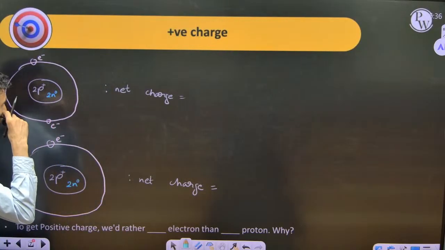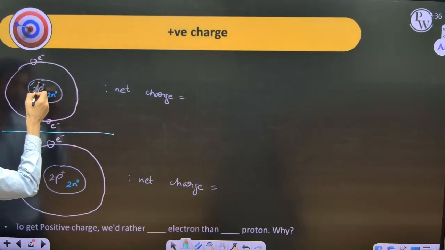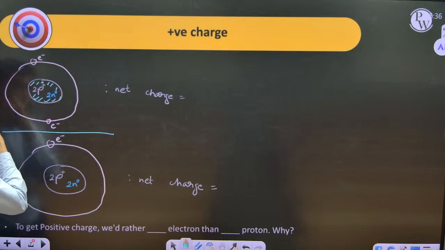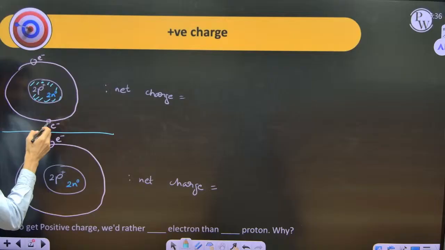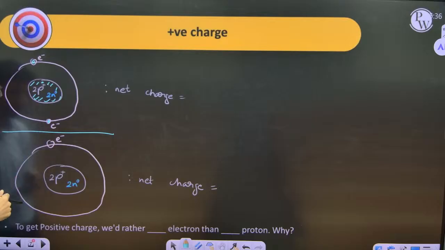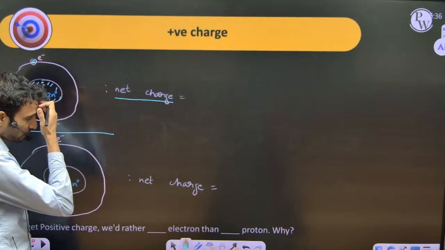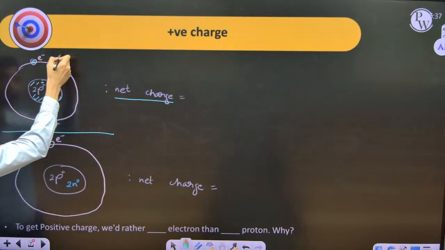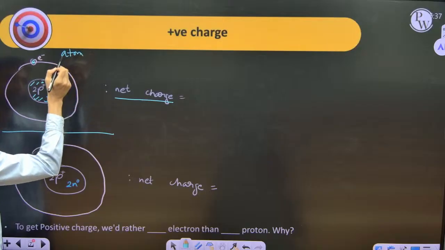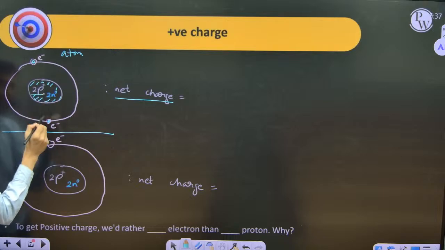Okay, so see, let us say you have your atom. So this is your nucleus, and around it you have a couple of electrons running around the orbit. Suppose there are two different orbits. I've just drawn it in the same orbit, so you could have the same orbit also. But the question is, what is the net charge of this atom? This is an atom. So if I ask you the net charge, what you have to see is that you have two protons and you have two electrons.